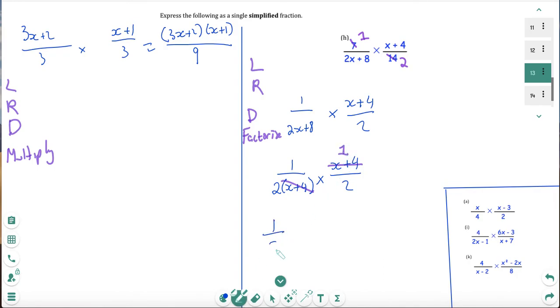So we'll write out what we have. We have 1 over 2 times 1 over 2. 1 times 1 is 1. 2 times 2 is 4. And that's our answer, okay? So in this case, we could factorize, and we noticed that both terms had an x plus 4. We could cancel them out, all right?